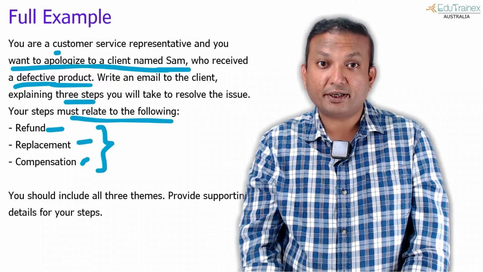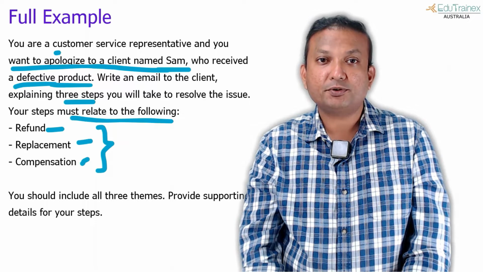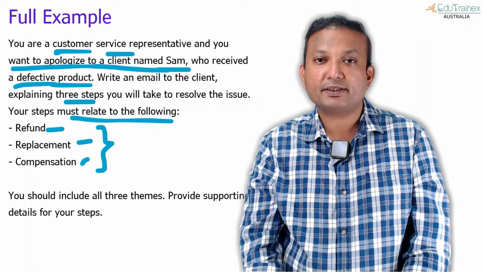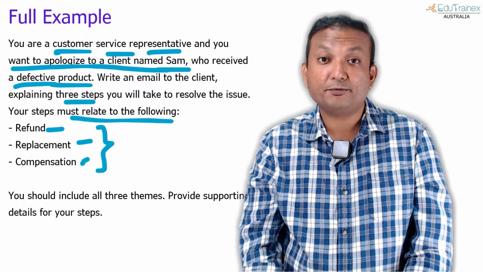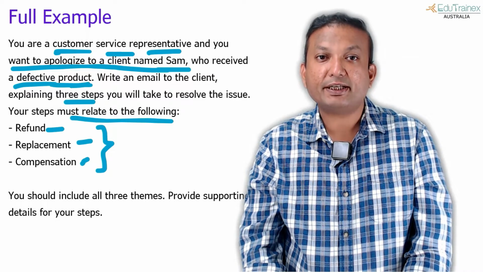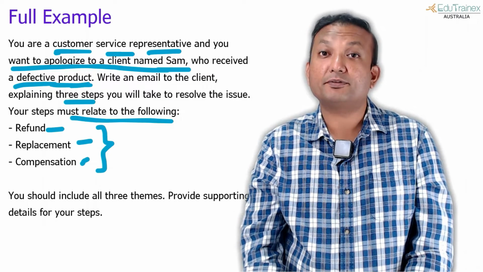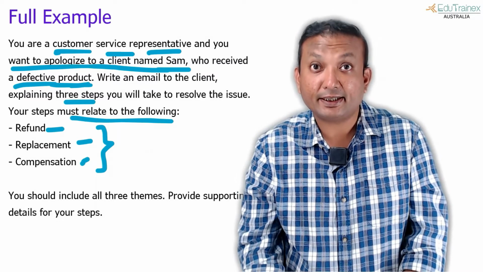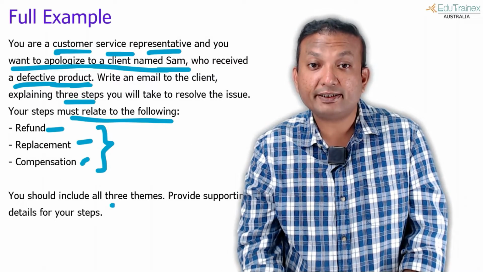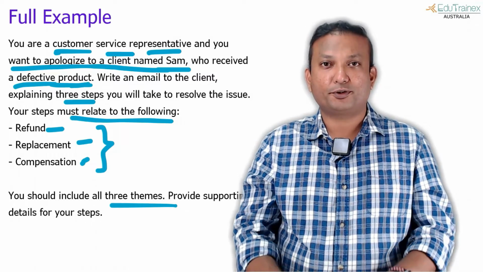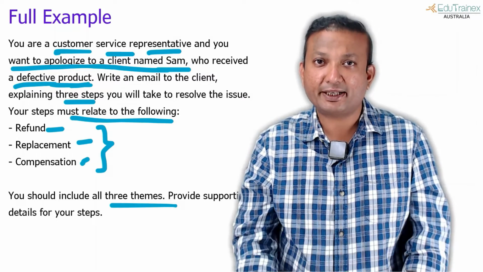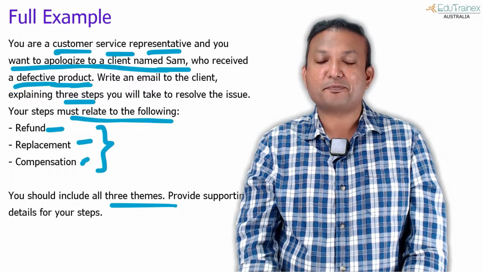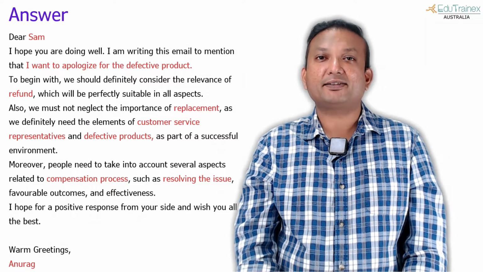So that is the main point here, and then we can use the keywords like customer, service, representative. Again, if you don't have enough keywords, then we can use the same keywords like defective, product, and then complete the essay prompt. In the end, it says you should include all 3 themes, provide supporting details for your steps. So the template is going to take care of it if you put it in that manner. Now, time for the final answer.